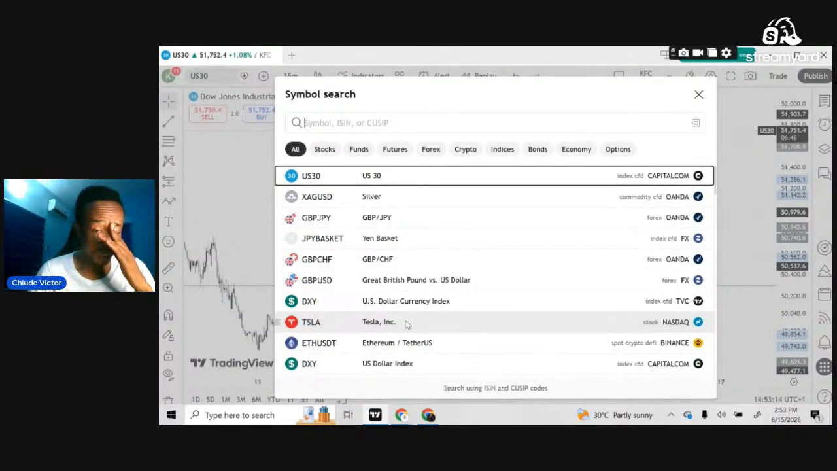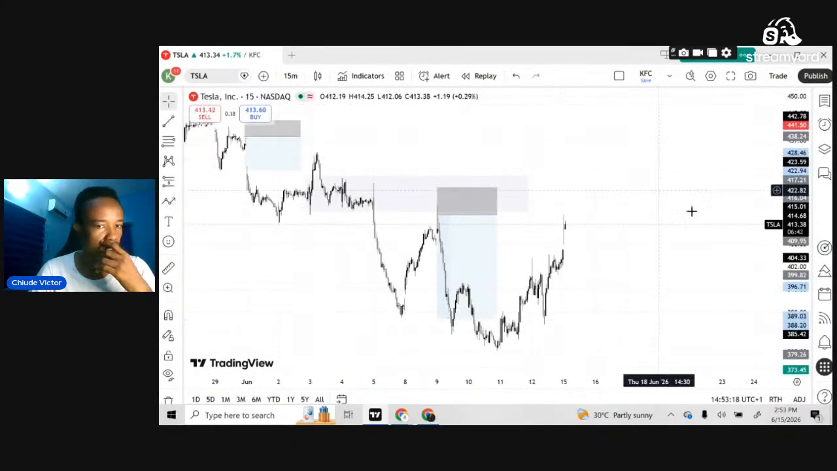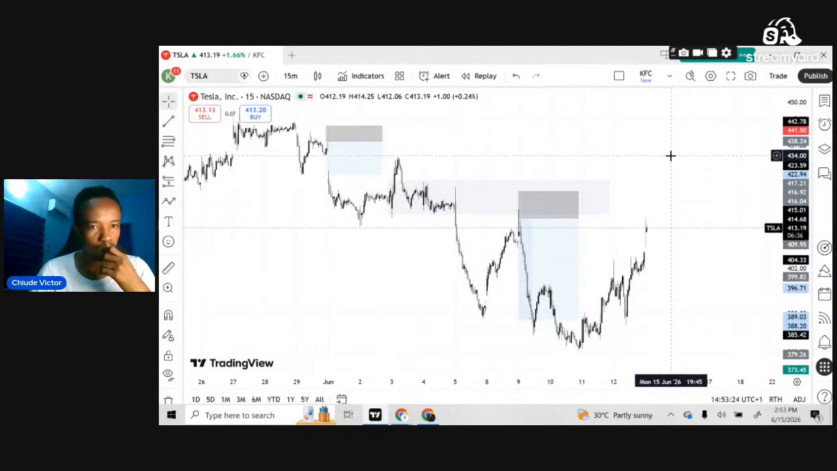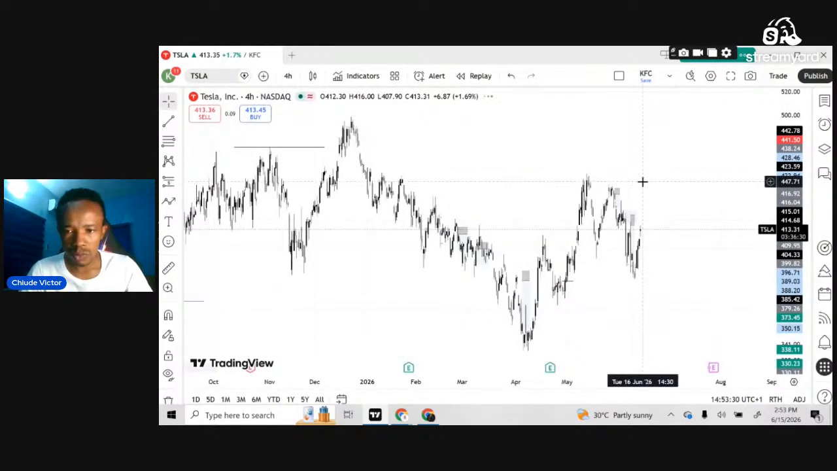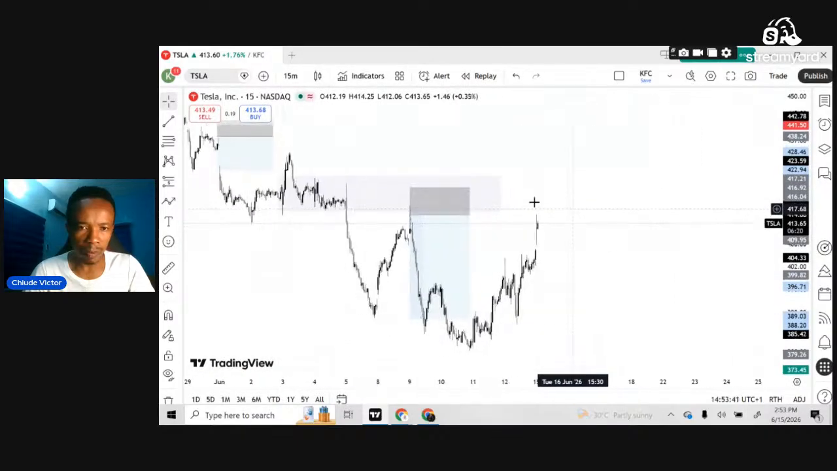So we have Tesla stocks. Okay, Tesla finally hit TP on this. That's beautiful. So let's look at the next move on Tesla. Tesla still looks bearish. So we're just going to wait for any bearish confirmation possible.